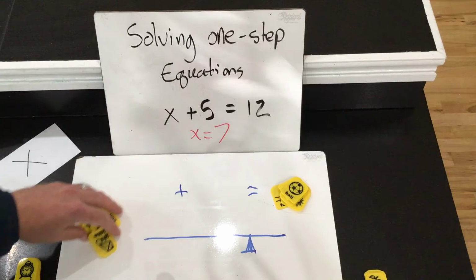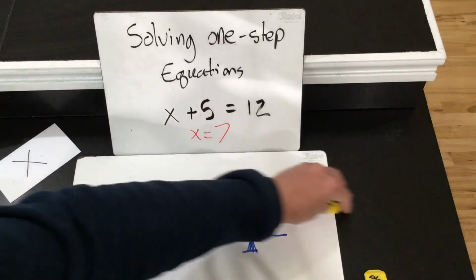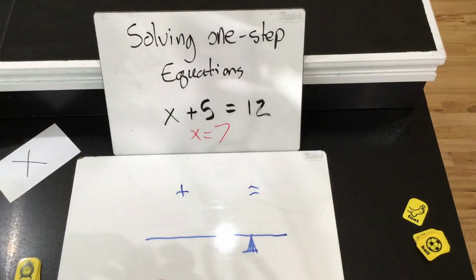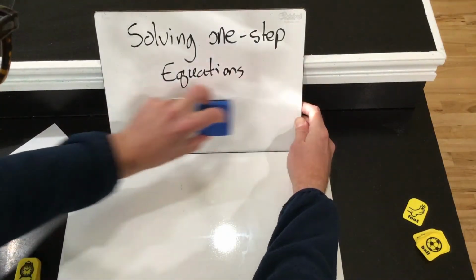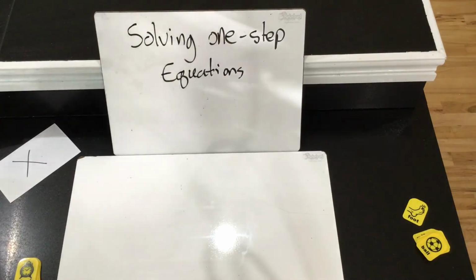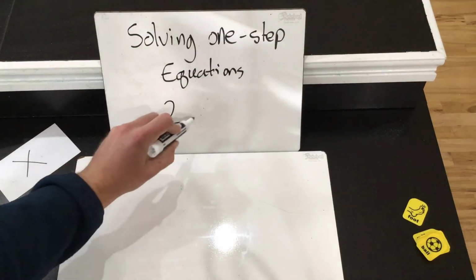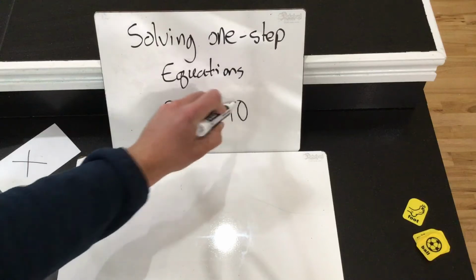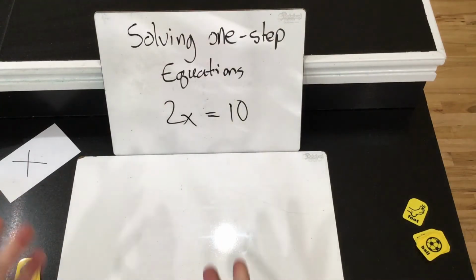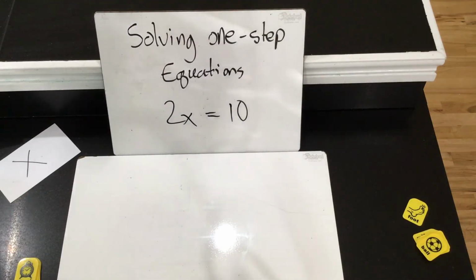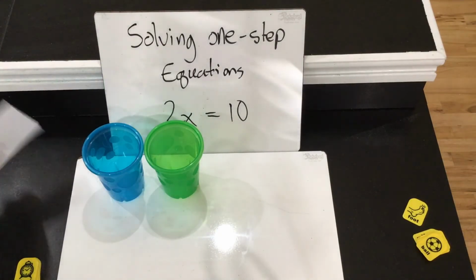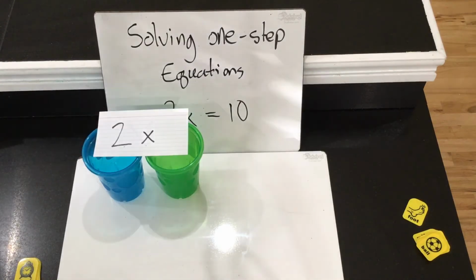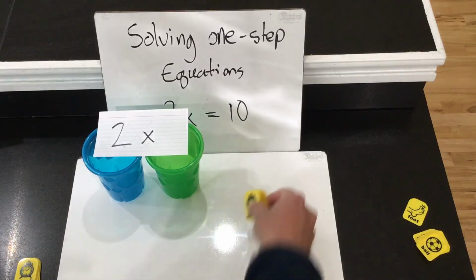Now let's do another example. Let me get rid of all these pieces. All right, now let's kick things up a notch, and let's say we're dealing with 2x is equal to 10. Again, you might look at this and know what the answer has to be, but since we're talking about 2x, I'm going to use 2 cups. Instead of 1x, I'll have 2x, and I will grab my 10 pieces right here.